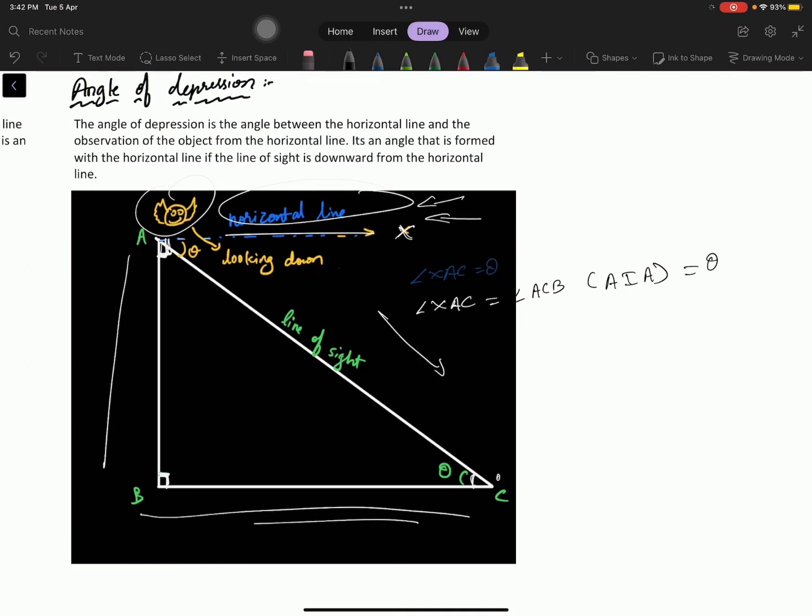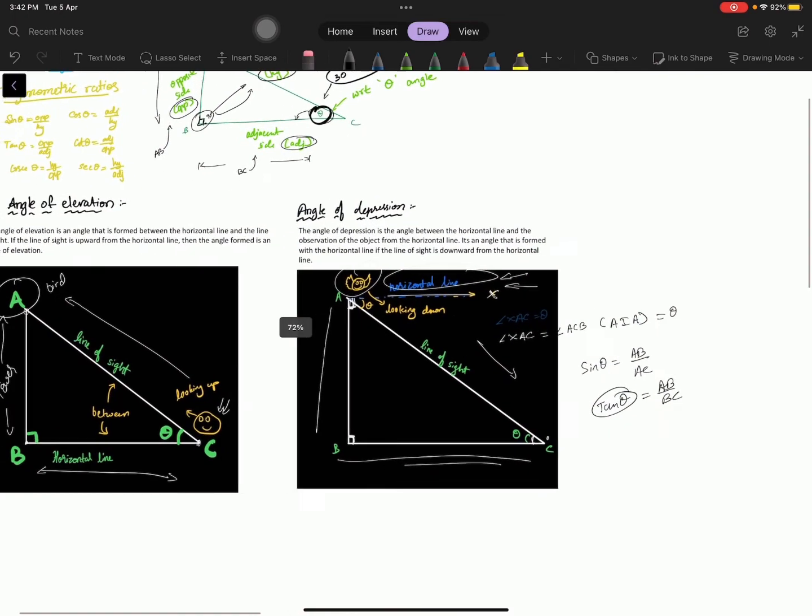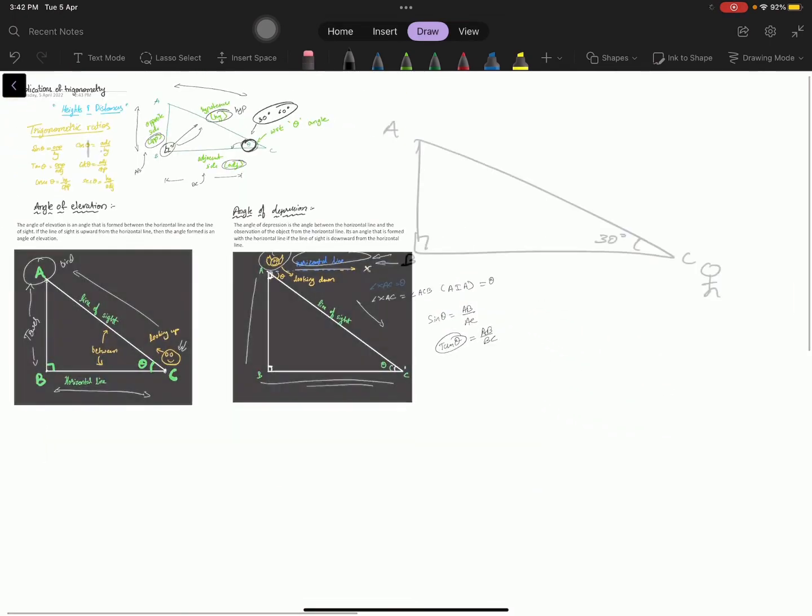So with the help of theta, now we can calculate. Sine theta is AB by AC. Cos theta is BC by AC. Tan theta is AB by BC, which is what we are going to be mostly using in this chapter. So next, let's move on to the next topic.